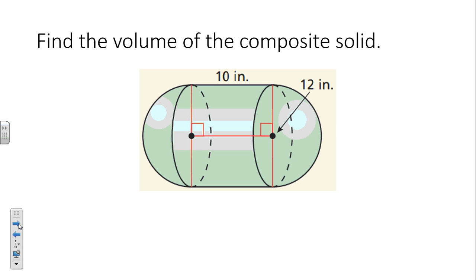Last example. Find the volume of the composite solid. So what is that? It looks like a pill. It does, kind of. What's it made up of? A sphere and half circle. No, a cylinder and two hemispheres. Okay, a cylinder and two hemispheres. So we've got to find the volume of a cylinder and two hemispheres.